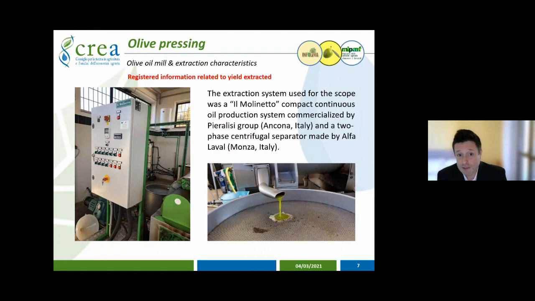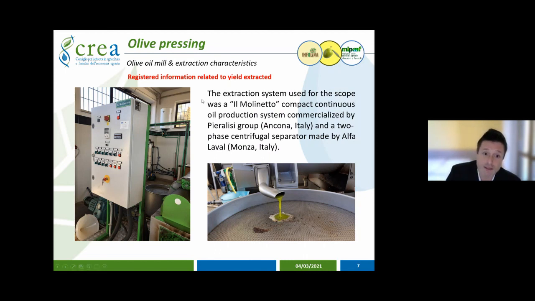Then we moved to the mill, the third place where we did something, and this is a really small mill. Basically we registered the information related to the yield, so oil extracted, but again it's possible to modify the system, the software and the database, and structure new parameters to include.